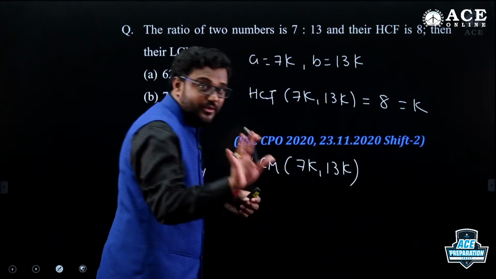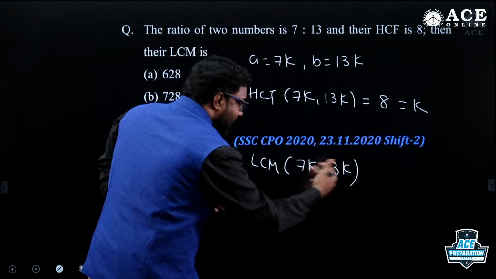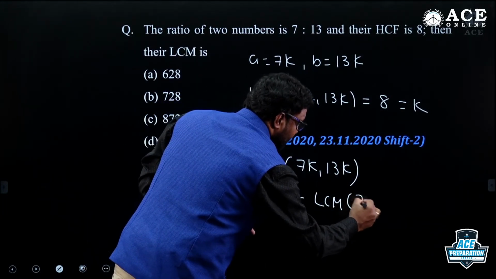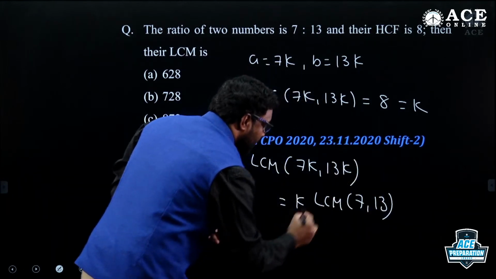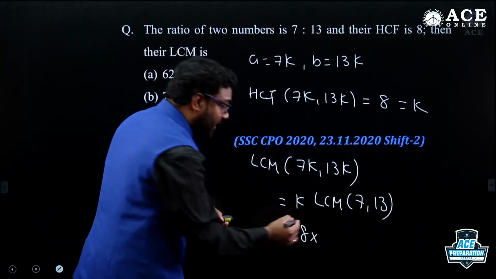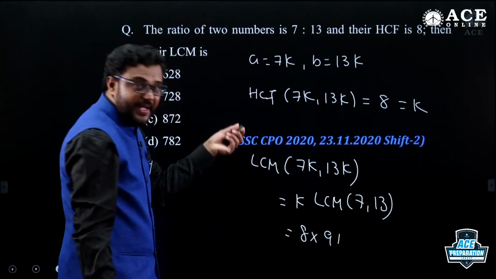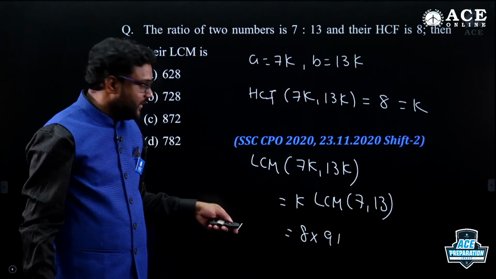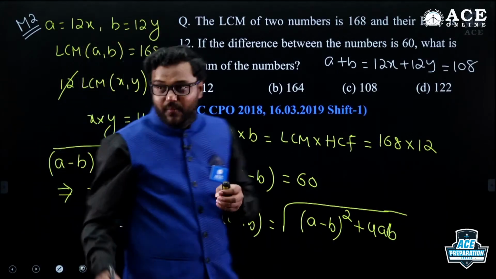Now listen, what you should do actually, okay, that k you can put it out. It's like LCM for 7 and 13. K is nothing but 8. For 7 and 13, LCM is 7 into 13, only 91. This is what happened in the previous one also. That K I taken out. You can see here that K we taken out.